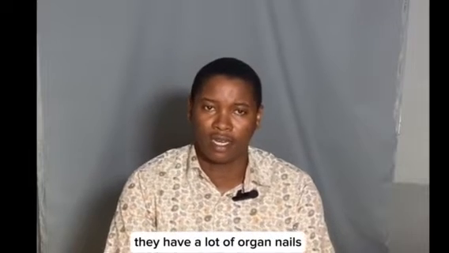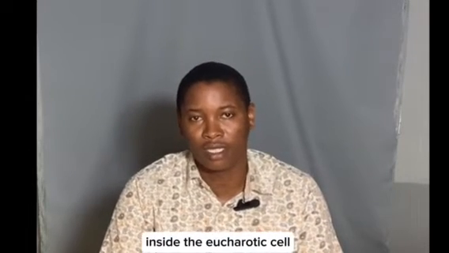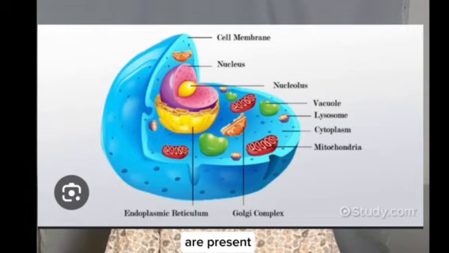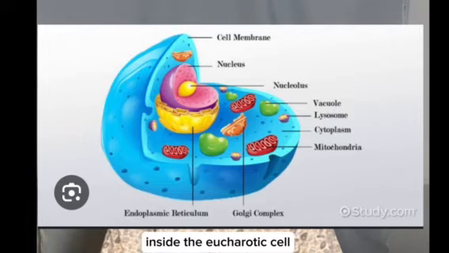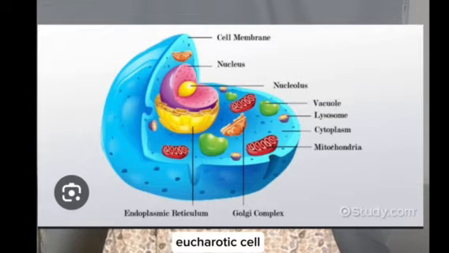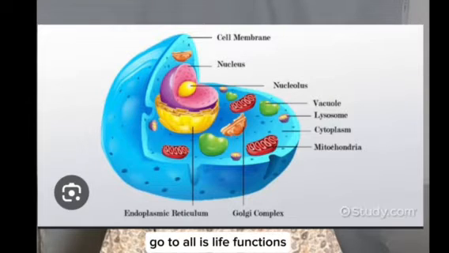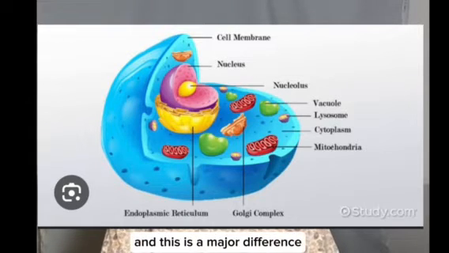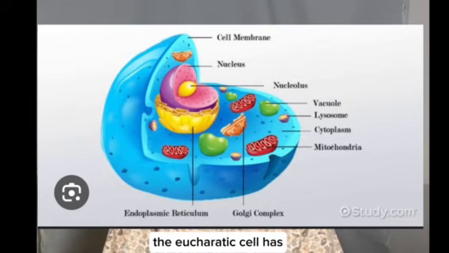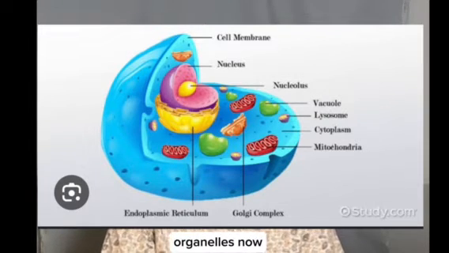They have a lot of organelles inside the eukaryotic cells. These organelles include your nucleus, your mitochondria, the ribosomes, the lysosomes, all these organelles are present inside the eukaryotic cell. And these organelles are there to help the eukaryotic cell go through all its life functions. And this is a major difference between the prokaryotic cell and the eukaryotic cell. The eukaryotic cell has membrane-bound organelles.